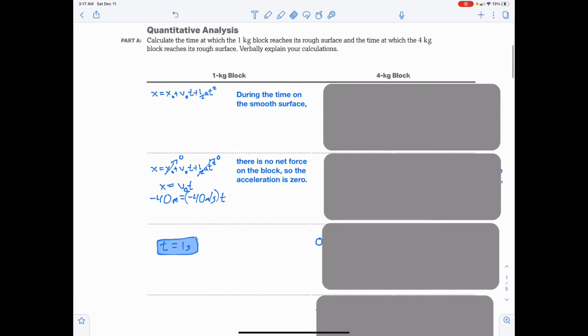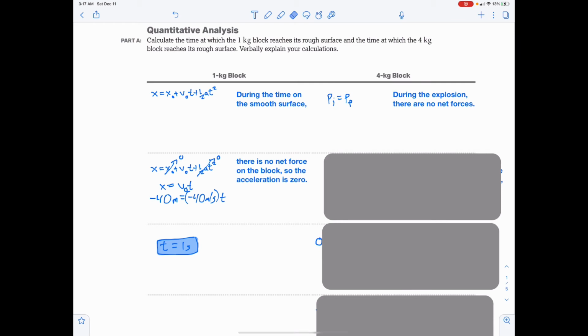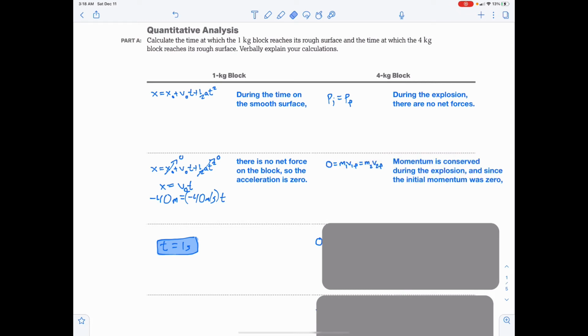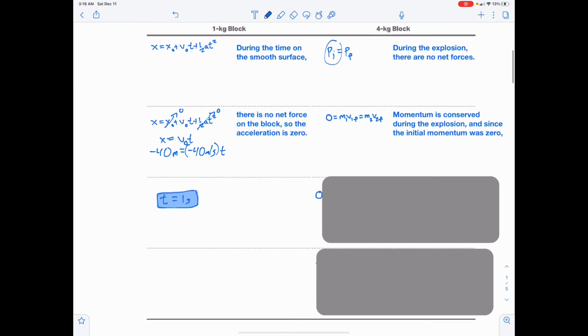Now, the 4 kilogram block. We start with the same idea, but this time we're going to start with the idea that during the explosion, there are no net forces. So we're going to start with conservation of momentum. Momentum is conserved during the explosion since the initial momentum is 0, and that means the momentum of the first block is going to be the same as the momentum of the second block.